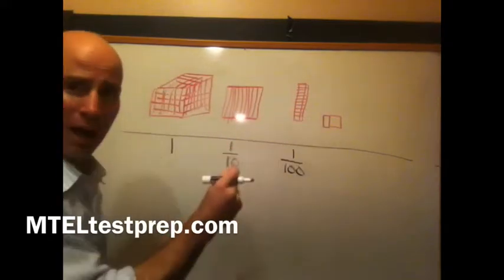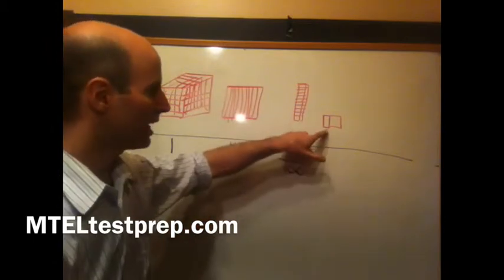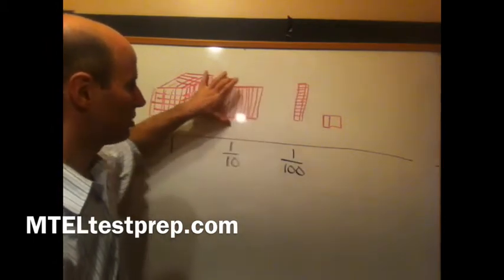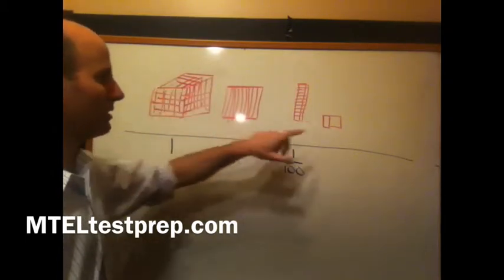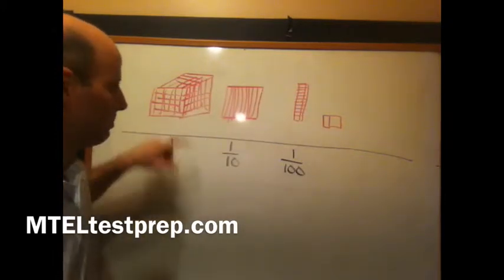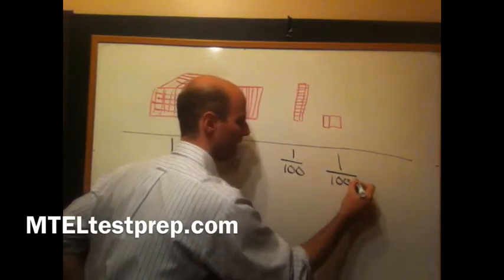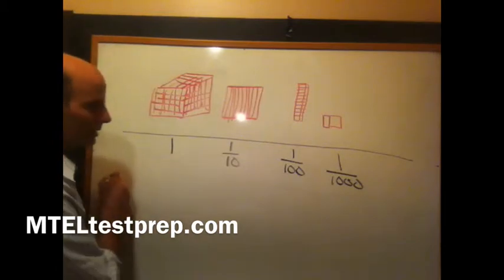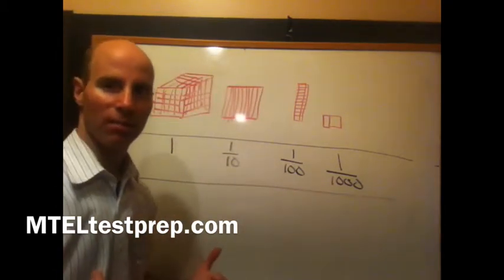And one of these little cubes, since I can fit 10 cubes into a stick, and 10 sticks fit into a sheet, and 10 sheets fit into a cube, that's like saying I can fit 1,000 cubes into this big one. So each one of these cubes is equal to 1/1000th. So in this way, teachers are able to explain the different parts of a number with decimals.